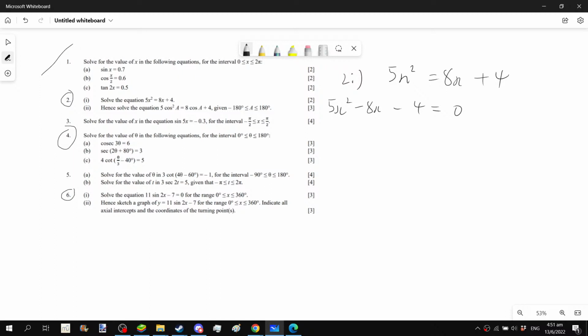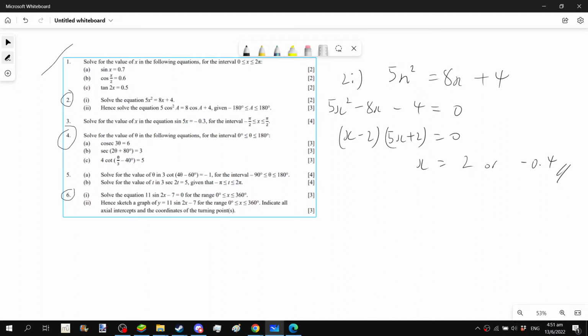So once you have this standard form of your quadratic, you can go on to factorize, and when you factorize, you should get this result. Once you have solved this portion, the more interesting one is what we do with the trigo.